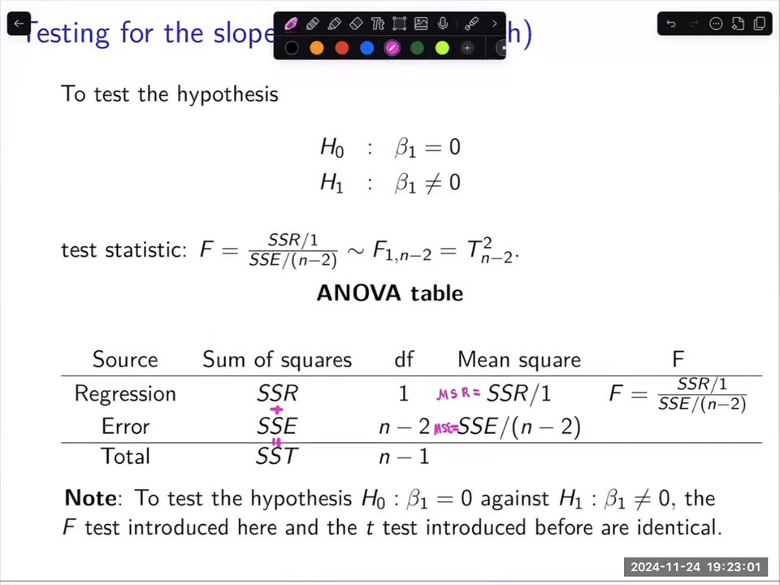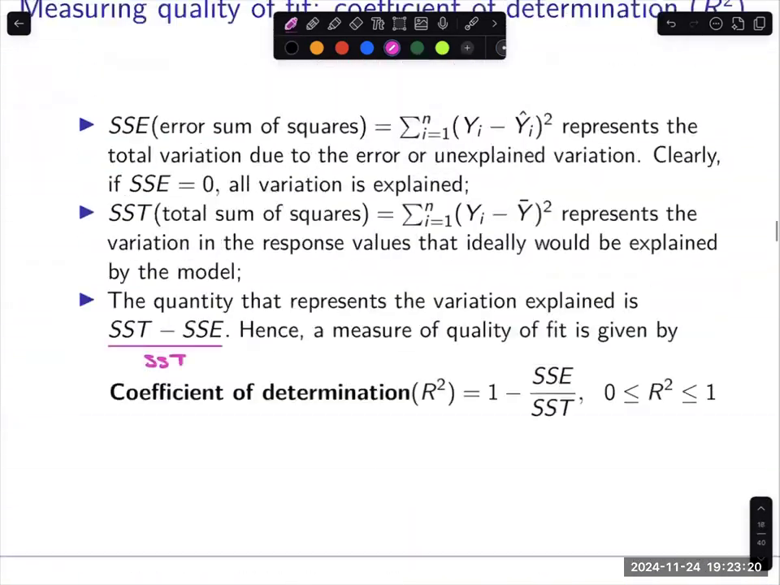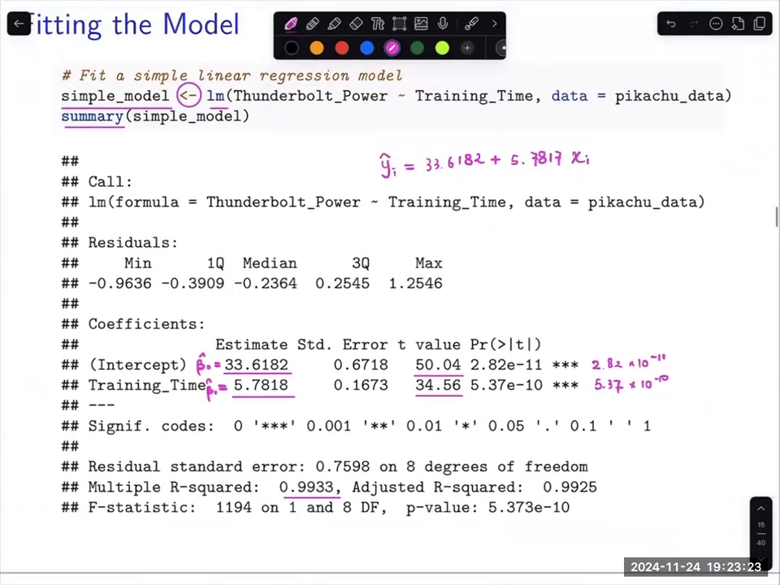Again, since in simple linear regression the t statistic and the F statistic have a squared relationship, that's the reason why the tests based on those two are identical to each other. Okay, let's go back to the previous analysis to take a look.